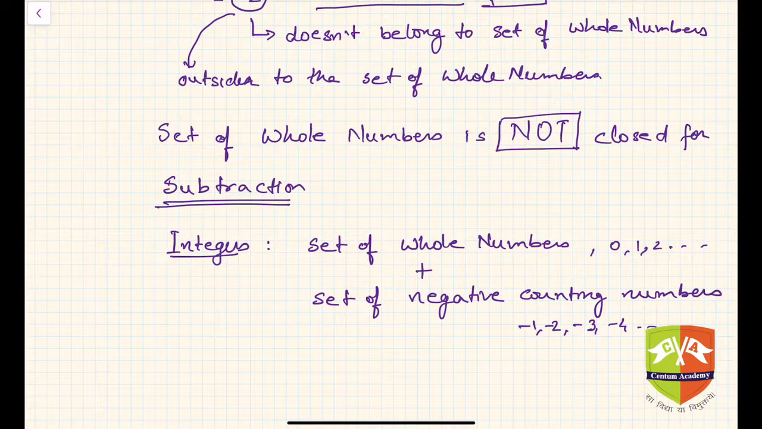Now the set of integers is denoted by Z, and Z is for Zahlen. This word Zahlen, right? It's a German word that means numbers. Okay, so hence integers are a new set of numbers which comprise not only the whole numbers but also the negative counting numbers.